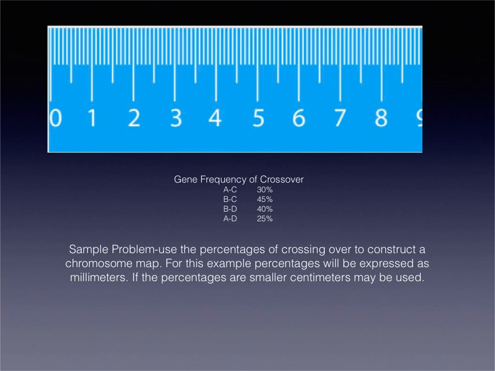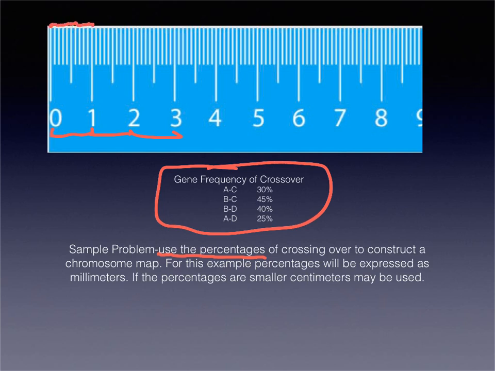So to create our chromosome map, we're going to use the percentages, the same percentages we had before, to construct a chromosome map. We're going to use either millimeters or centimeters depending on how high these percentages are. We're scientists, so we're going to use centimeters. From here to here is 1 centimeter, and 2 centimeters, and 3, and in between, these are millimeters. So there are 10 millimeters to a centimeter. Okay, so we got that, and those are the units we'll be using for our exercise.